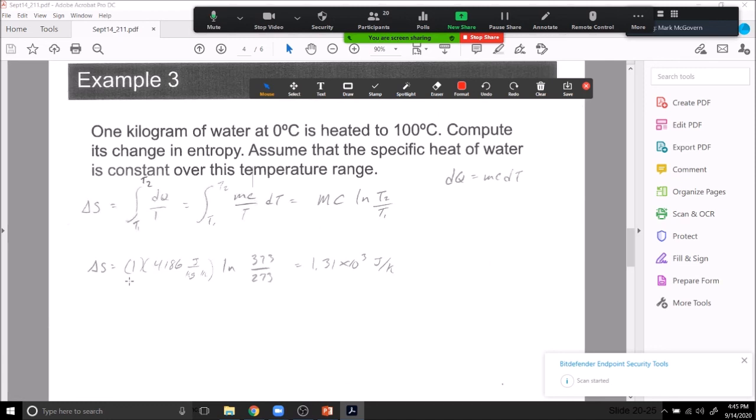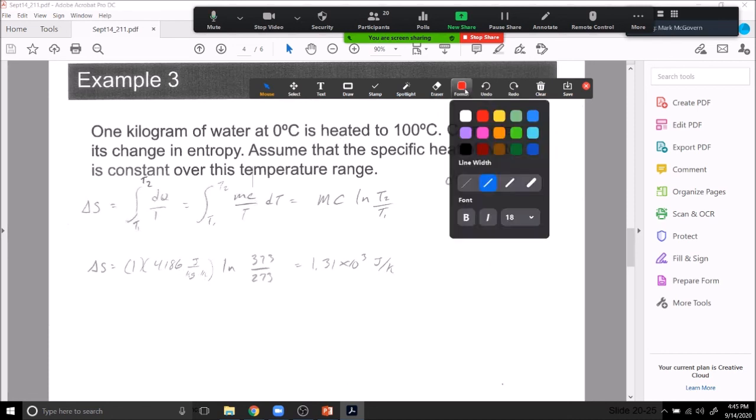So we'll put our numbers in here. We got a kilogram. We got our specific heat for water. We got our final and initial temperatures. And we end up with this thing right here. We get an increase in entropy, very similar to the last one, by the way. A little bit more though. And that's a coincidence. There's no reason why these are the same. It just happens to do with what the specific heats are and latent heats, things like that.